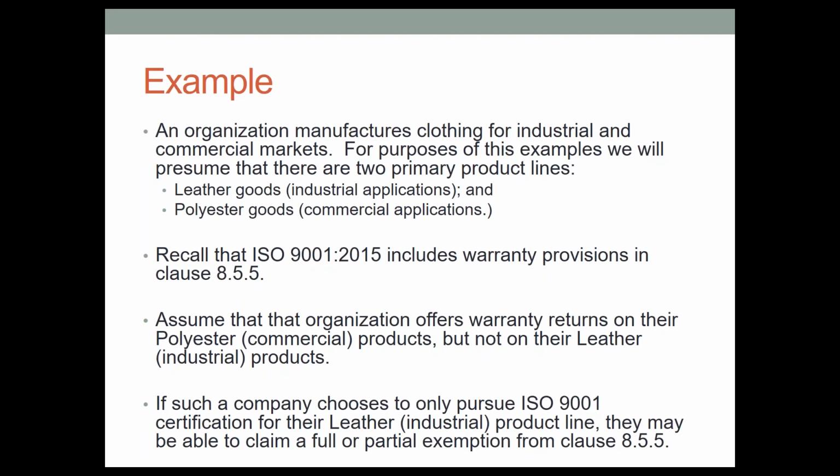If that company was to choose to only pursue ISO certification for their leather product line, they might be able to claim a full or partial exemption from Section 8.5.5 on the basis that the product line that is certified does not have any warranty associated with it. That's a possible example of an exemption rooted in a limited scope.